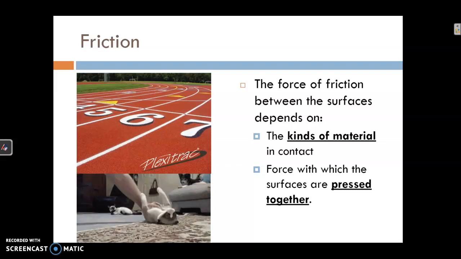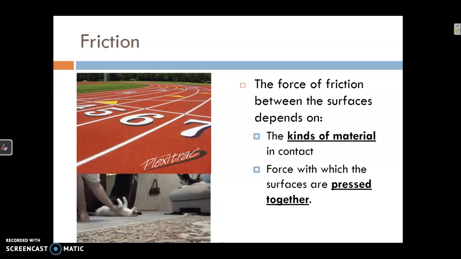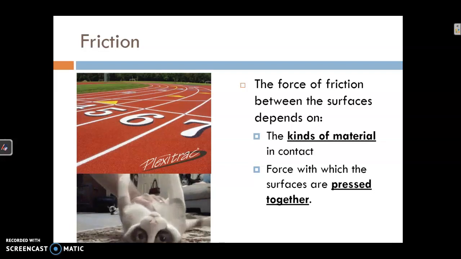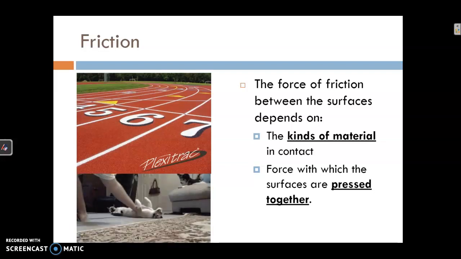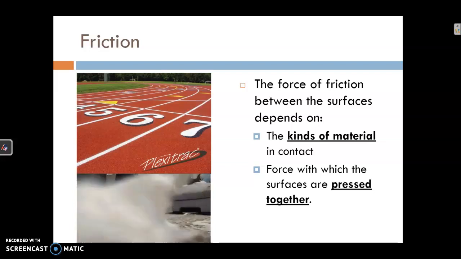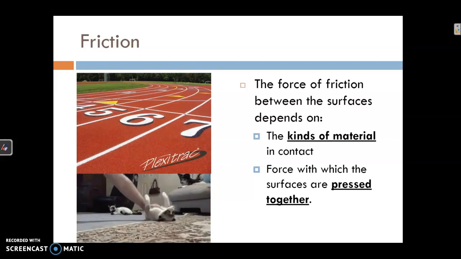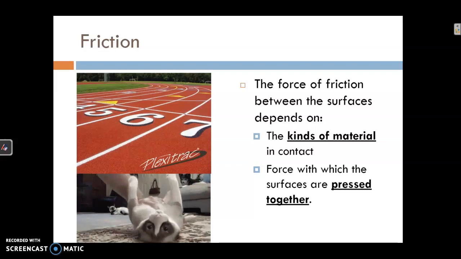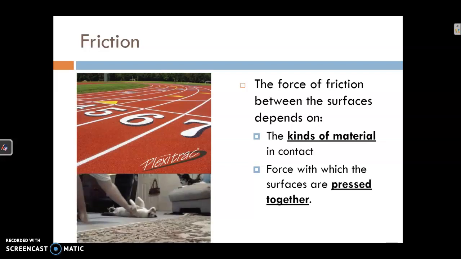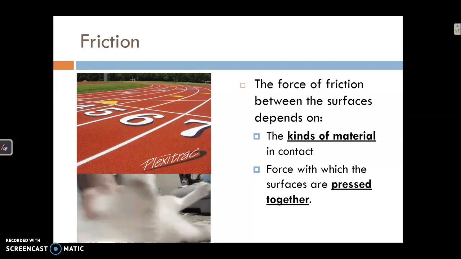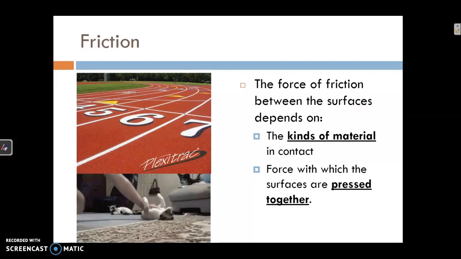But again, it has to do with the kinds of material and the amount of force that you're pressing down on the surface. So if we were to push down harder on this cat, again, not enough to hurt it, but just a little bit harder, we would see again that the frictional force would be greater and that it would be harder to push this cat in that forward motion because the opposing force is friction. And again, it all has to do with the kinds of material and the force with which these surfaces are pressed together.